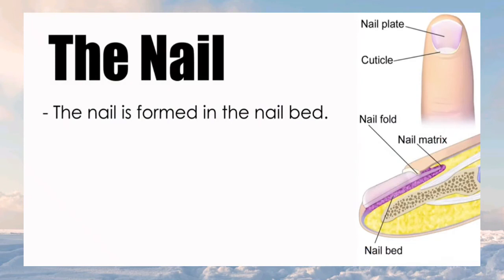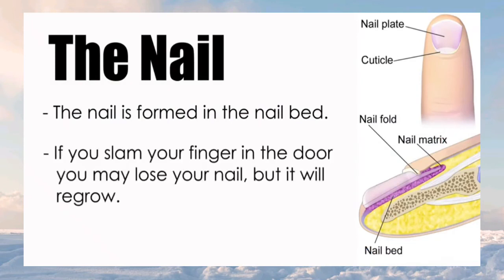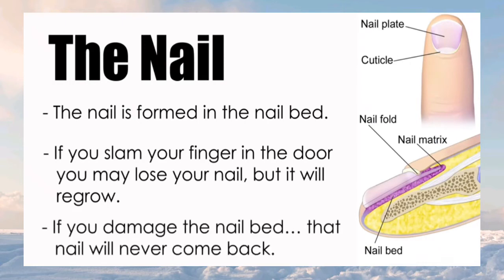The nail is formed in the nail bed. If you slam your finger in the door, you may lose a nail, but it will regrow. If you damage the nail bed, however, that nail will never come back.